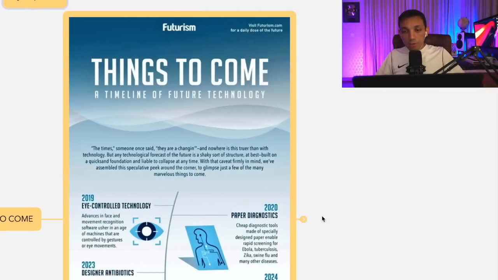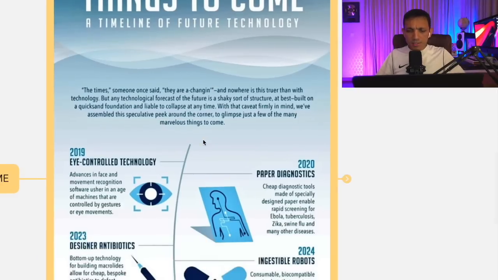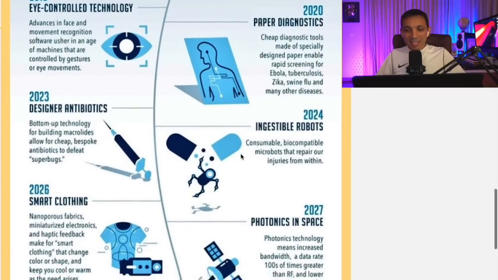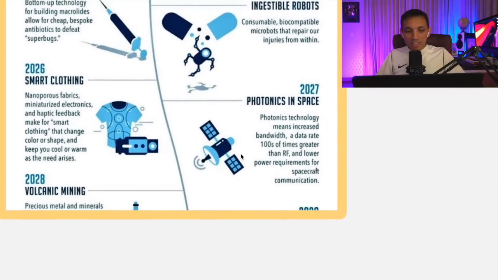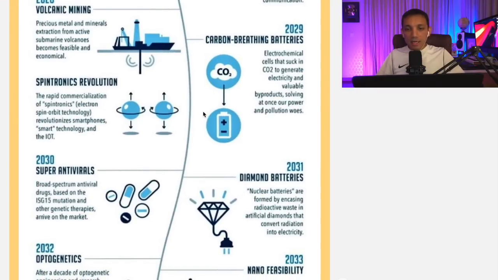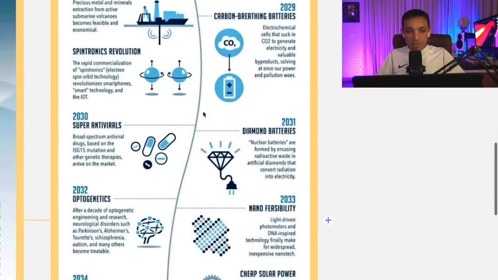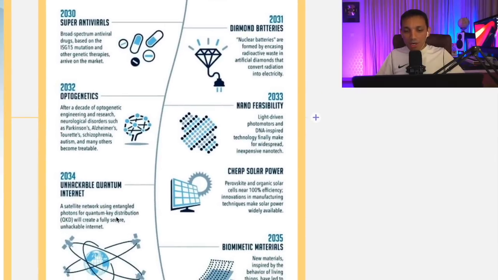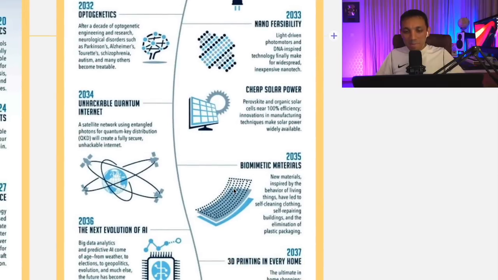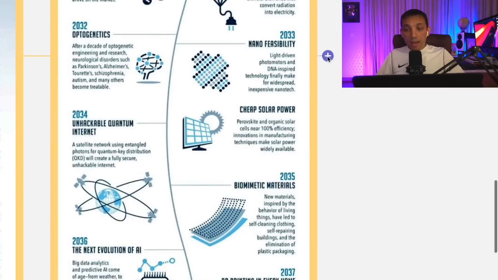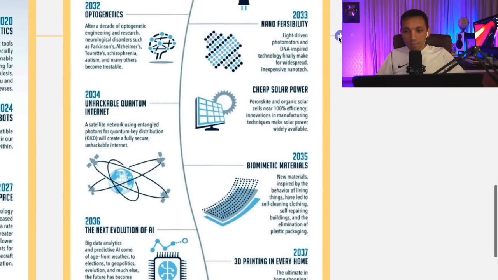So the things to come, according to the Futurism magazine I was looking at, are eye control technology, paper diagnostics, designer antibiotics by 2023, 2024, ingestible robots, smart clothing, photonics in space, volcanic mining. If I have to go still further, there's more in this. By 2028, we're going to see things like carbon breathing batteries, spintronics revolution, super antivirals, diamond batteries, optogenetics, nano feasibility, unhackable quantum internet, cheaper solar power. Okay, we have biomimetic materials. By 2036, the next evolution of AI will happen. 3D printing will be there in every home by 2037. And this is just the beginning, okay? There's more to this, but I just want to share this with you.